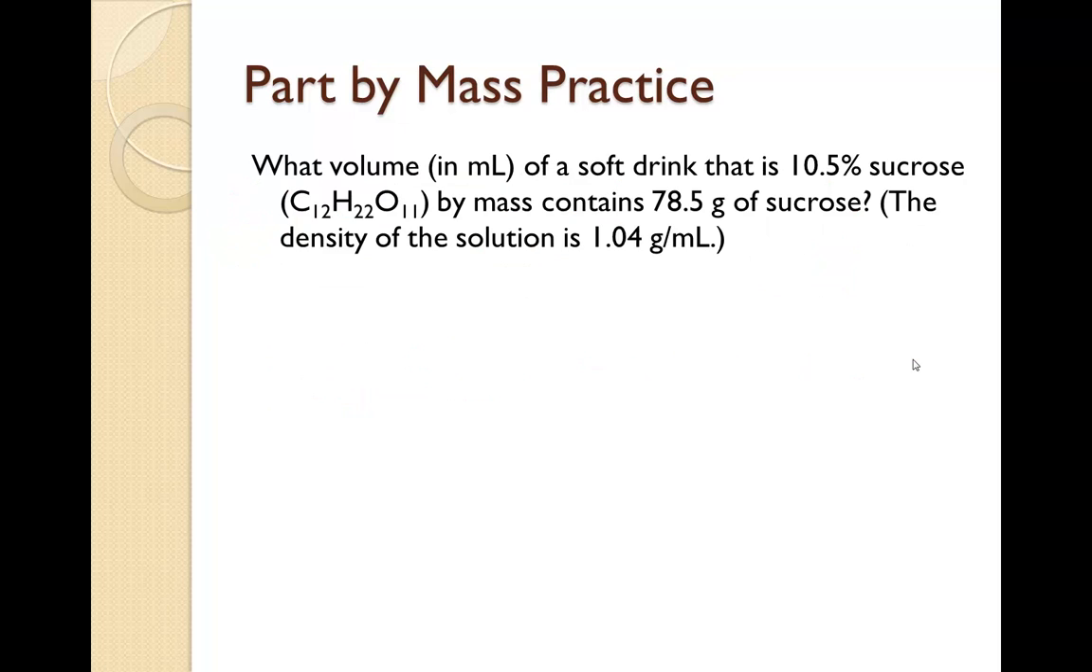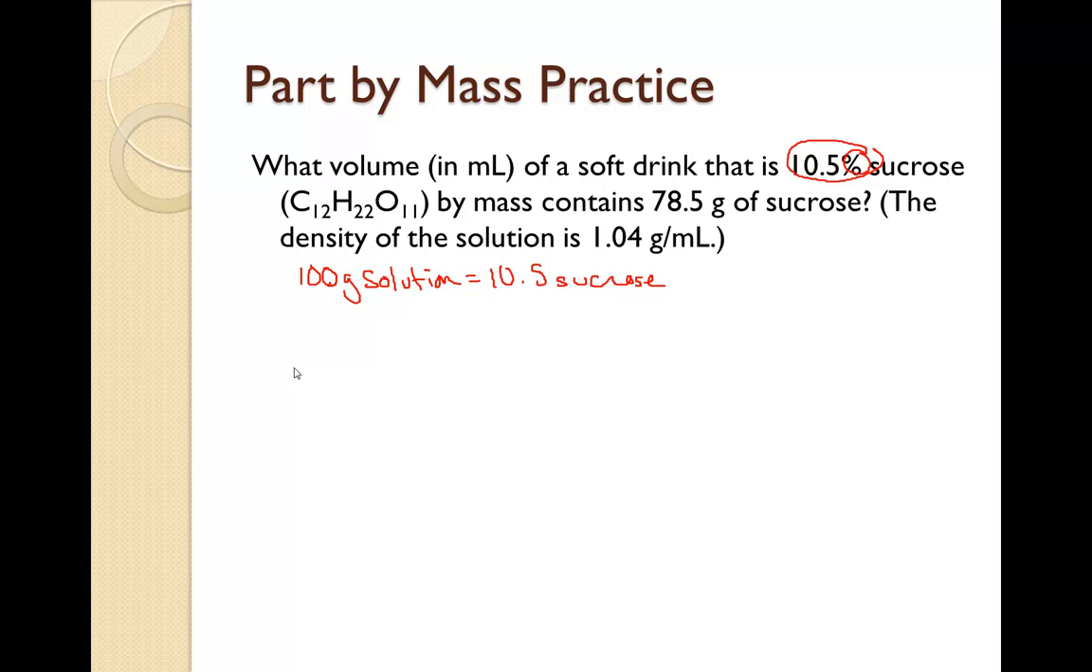So what if the question was asking you to use the percentage or the parts by mass? What volume in milliliters of a soft drink that is 10.5% sucrose, C12H22O11, by mass, so it's the percent by mass, contains 78.5 grams of sucrose? So 10.5% means that for every 100 grams of solution, 10.5% of it, 10.5 grams of it, is sucrose. That percentage is now turned into a conversion factor.